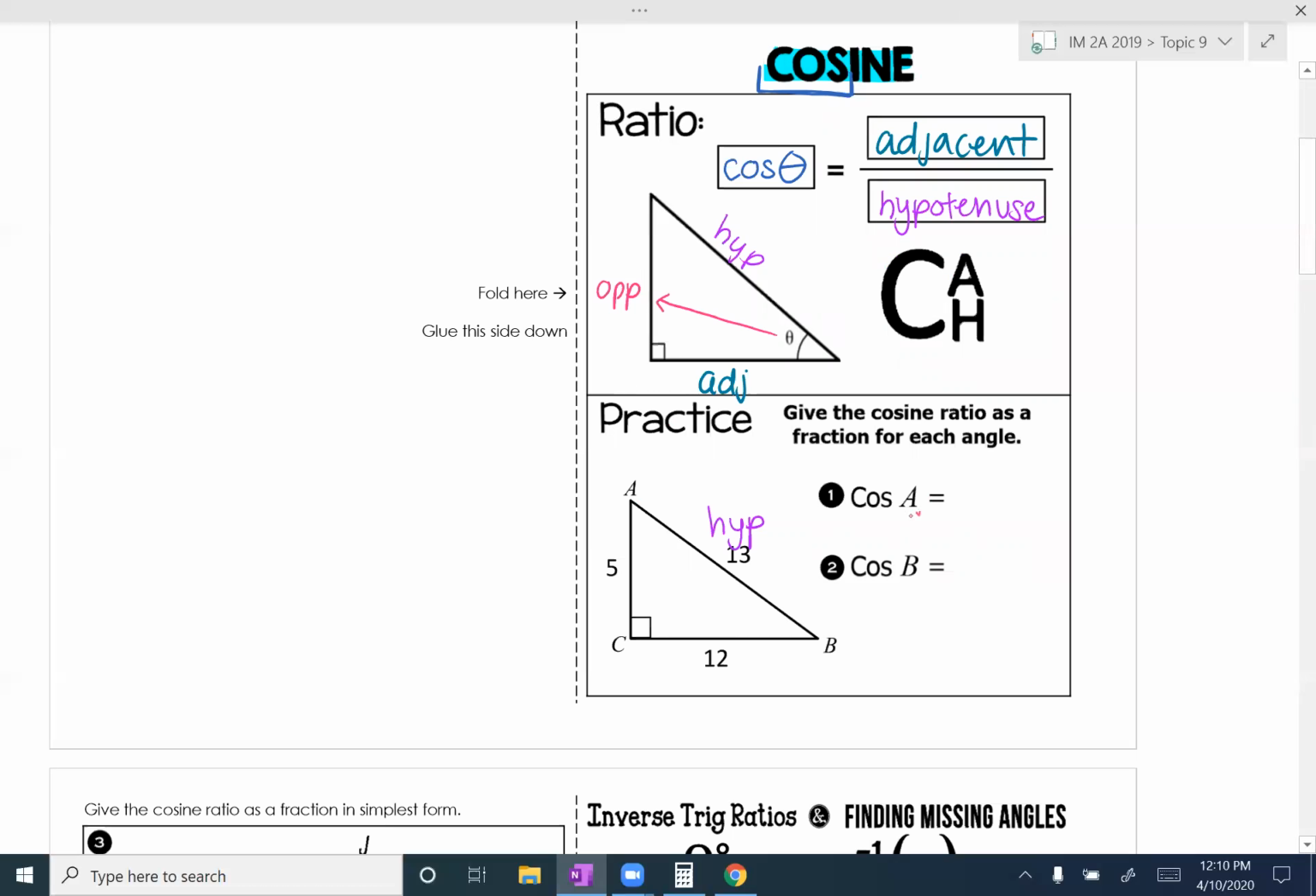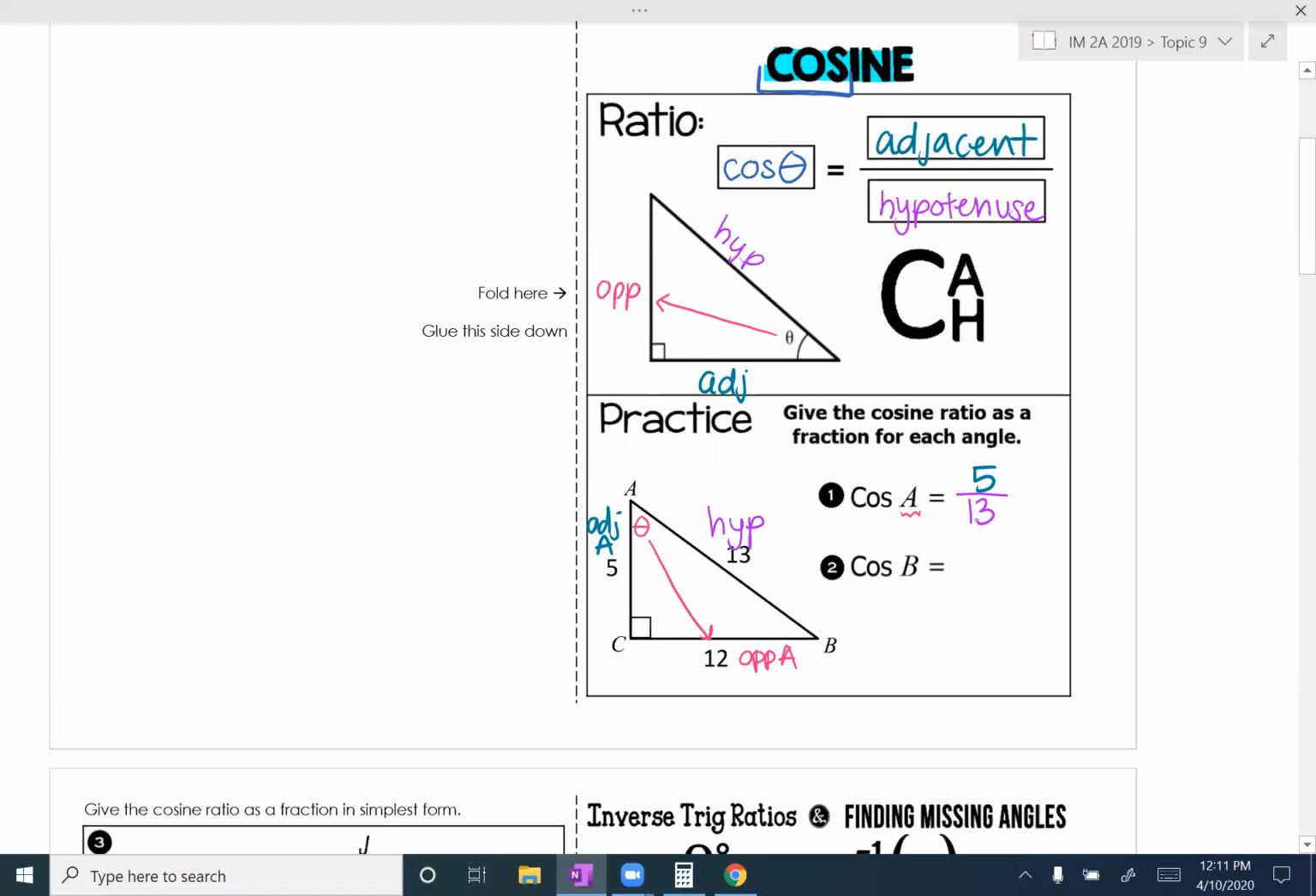So those two values will be different, and the adjacent and opposite for each of them will be different. So if I'm starting with A, if theta is here where A is, that means that the side opposite of A is 12. And so the side that's adjacent to A is that side of 5. The side that's opposite A is 12, and the hypotenuse is 13. Cosine is equal to adjacent over hypotenuse. So that means we're going to put 5 over 13, and that is going to be cosine of A.